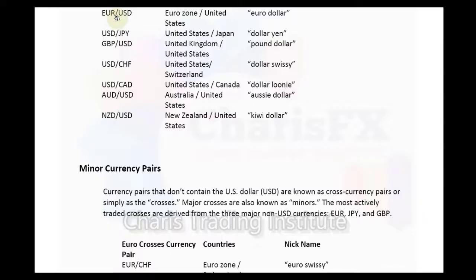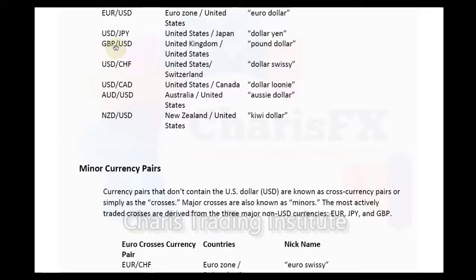Now, each of these pairs are abbreviations of the countries that they represent. So when you see EUR/USD, this represents the Eurozone and the United States, and the nickname is euro dollar. When you see USD/JPY, this means the United States dollar paired with the Japanese yen, and the nickname is dollar yen.